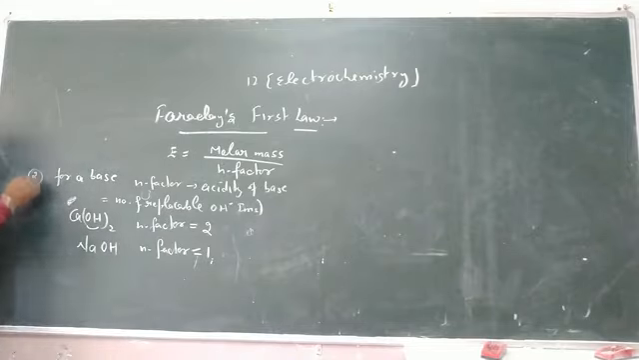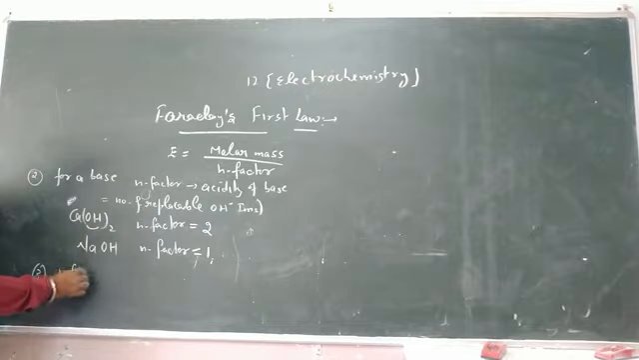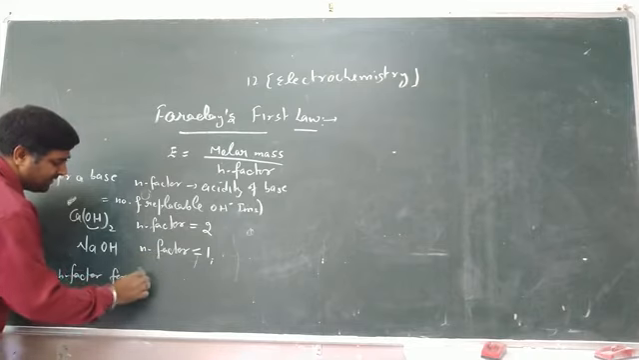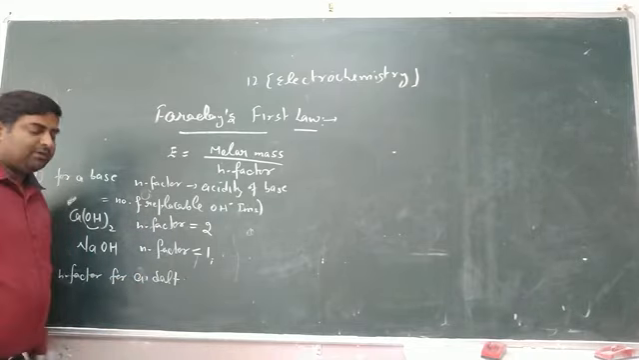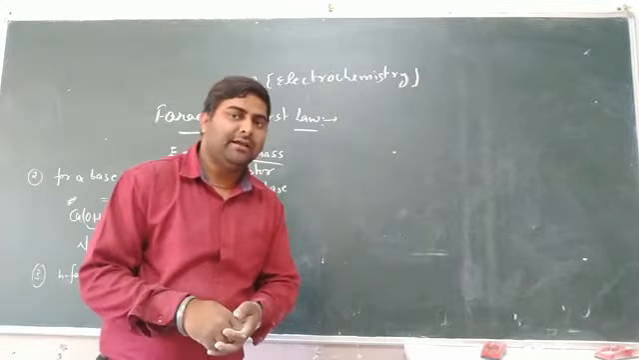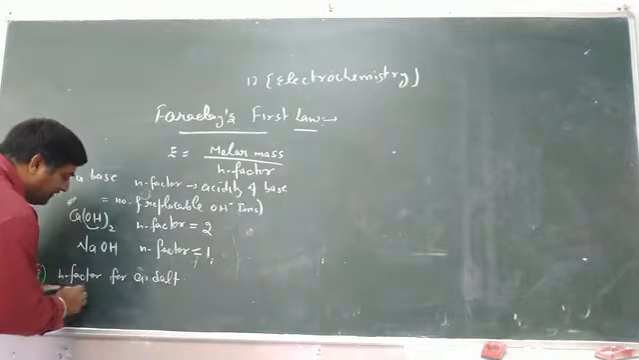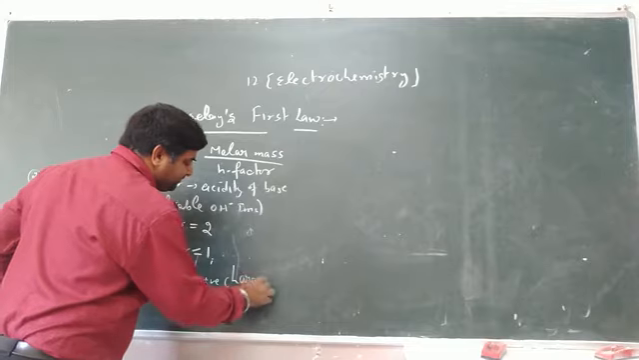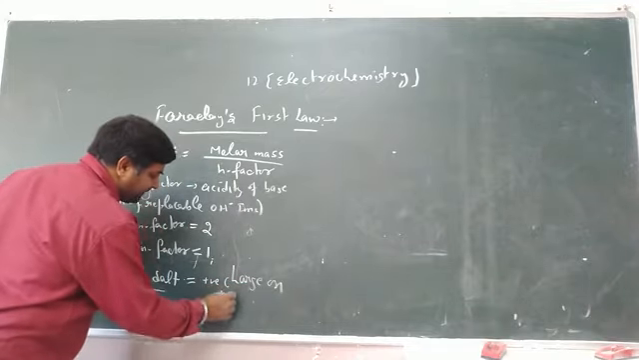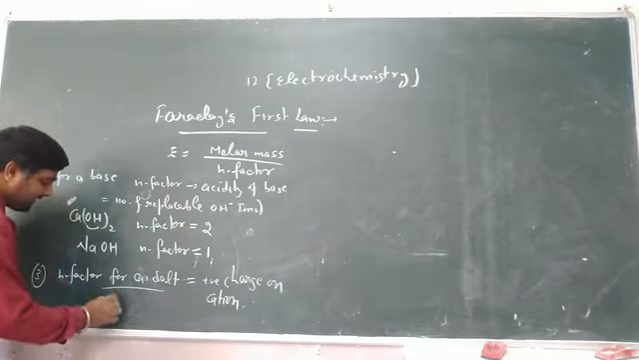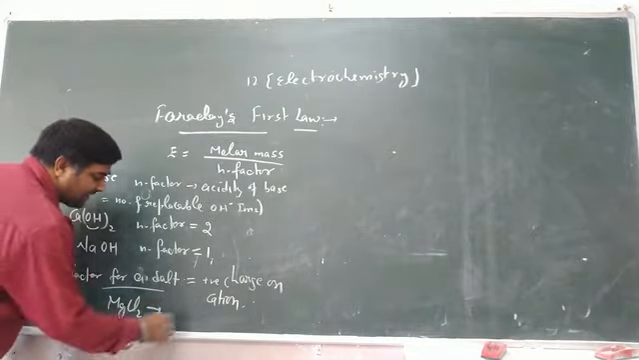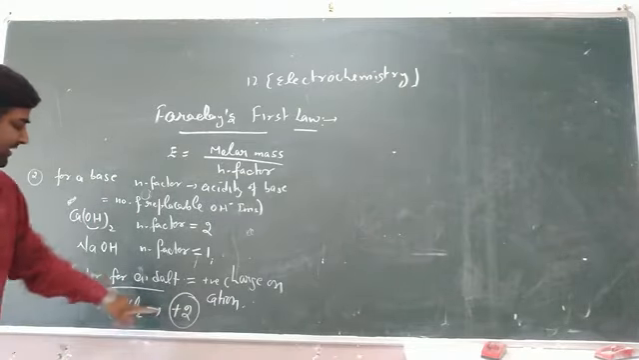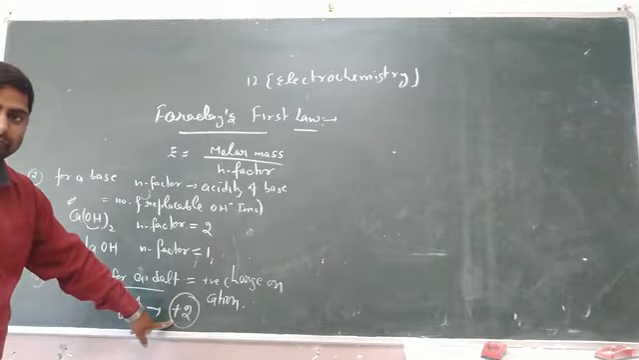Now, third, n factor for a salt. We know a salt contains two parts, a positive as well as a negative part. So n factor for a salt is equal to the positive charge on the cation. For example, if we take magnesium chloride, then the positive charge on magnesium is +2. We say the n factor for magnesium chloride salt is 2.